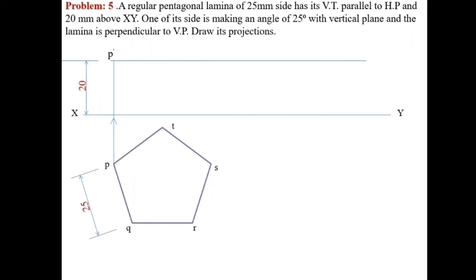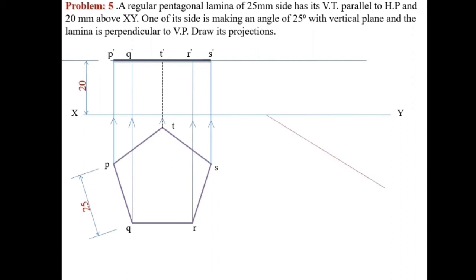So that is P dash, and next that is Q dash, and next project the point T. So that is invisible. So that is T dash, and next R dash, and this is S dash, and finally you will join all of these. You will get the front view as a straight line, and next you see one of the sides is making an angle of 25 degree with the vertical plane.